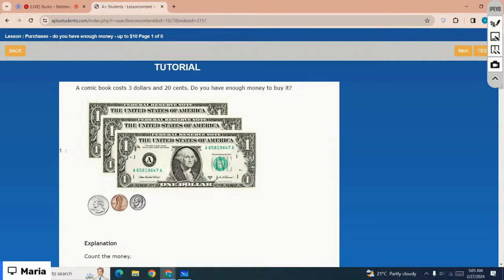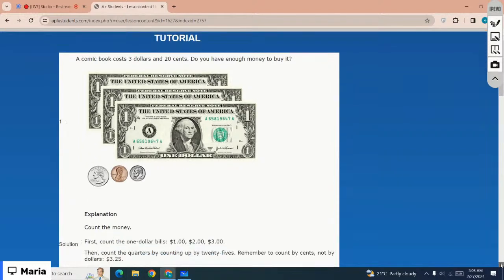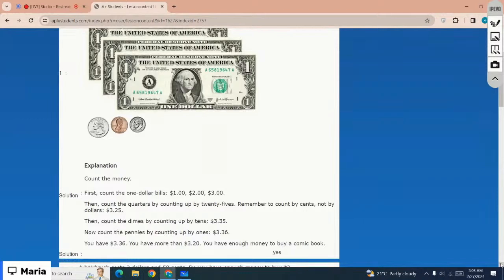So you can see you have one, two, three bills. So you have $3. Now you have to count the coins, right? So you are given three of the coins. The first one is quarter. You can count a quarter by 25s. Then you have the dimes, you can count the dimes by tens, and then you have the pennies, you can count the penny by 1. So 25 plus 10, 35, and 1, 36.